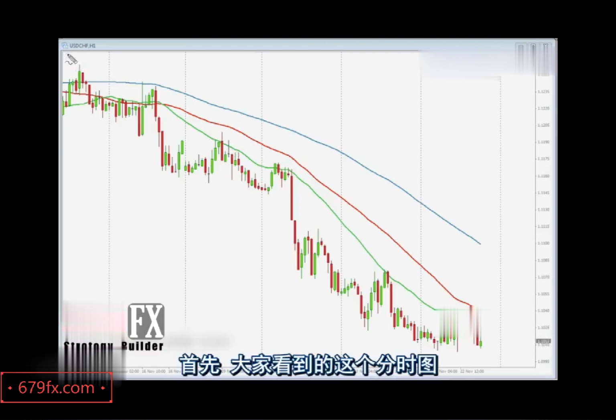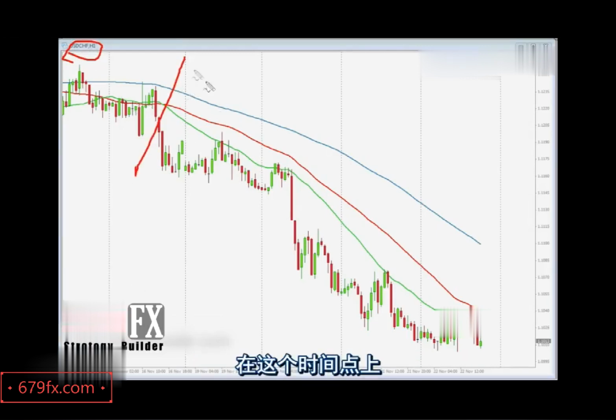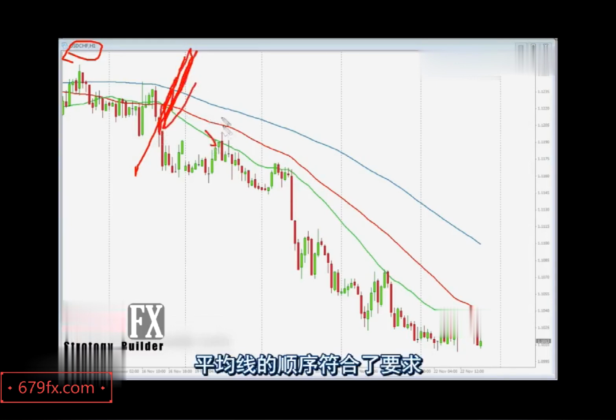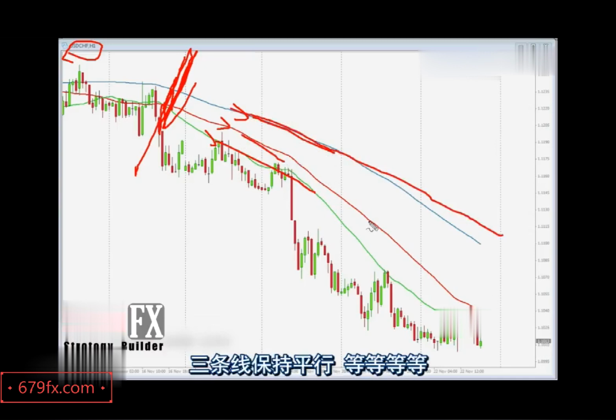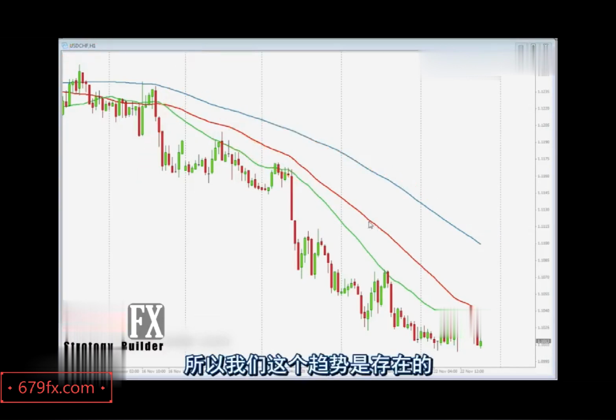First of all, the chart you've been seeing all throughout this video is the USD against the CHF in the 1 hour time frame. At this point of the chart, the moving averages fall in place. As you can see, the 30 is below the 50 and the 50 is below the 100. Moreover, price is nowhere near the 100. All of them are parallel to each other, etc. Fine, we are in a trending scenario as per my trending conditions.